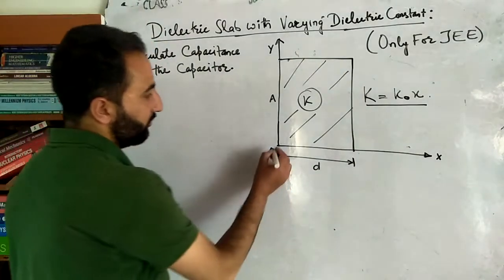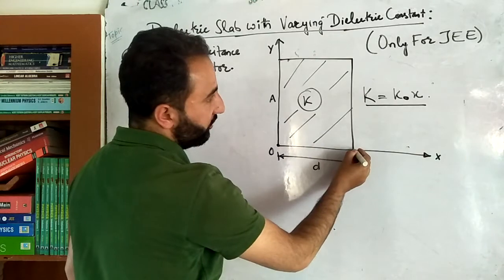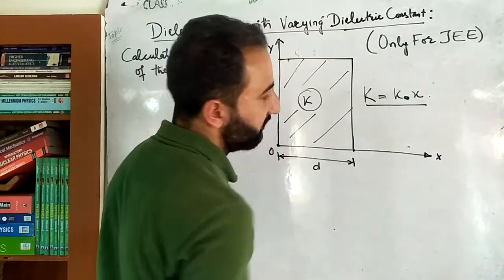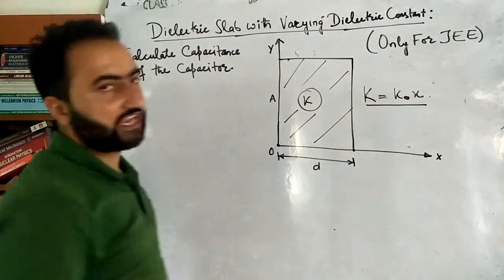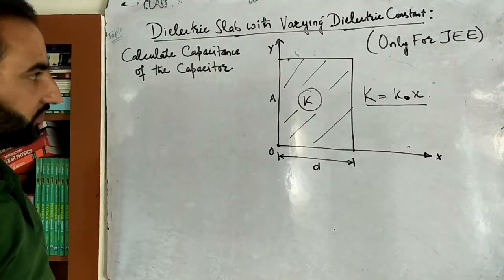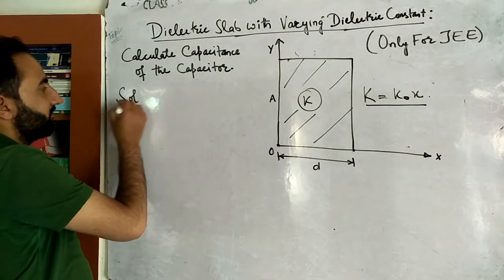So that means at x equal to 0, the dielectric constant will be equal to 0. At x equal to d, the dielectric constant K will be equal to K naught multiplied by d. And as you go from this point to this point, the dielectric constant varies. So the dielectric constant is not constant. The question is: calculate the capacitance of the capacitor.